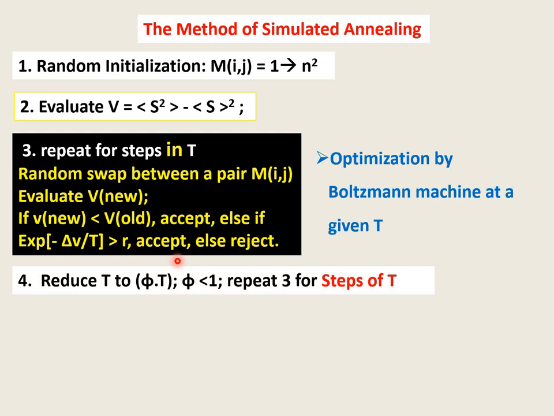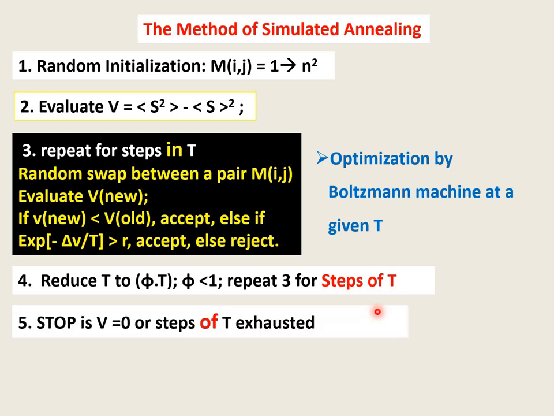Okay. Now after step 3, in step 4 you reduce the temperature by some fraction, and you do the third step again. For how many steps will you be doing it? Now this is steps of T. It was steps in T, now it is steps of T. That means how many temperature steps you have declared as your goal. And what is the stopping criterion? If V is 0, then you stop, or if the number of temperature steps is exhausted, then you stop.